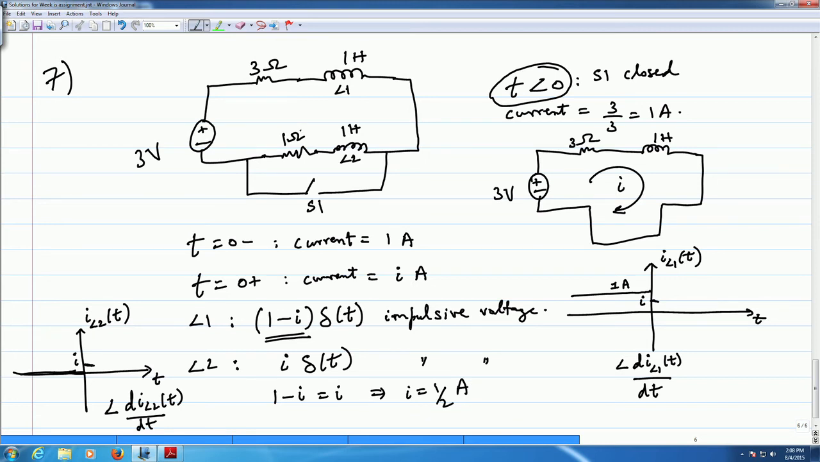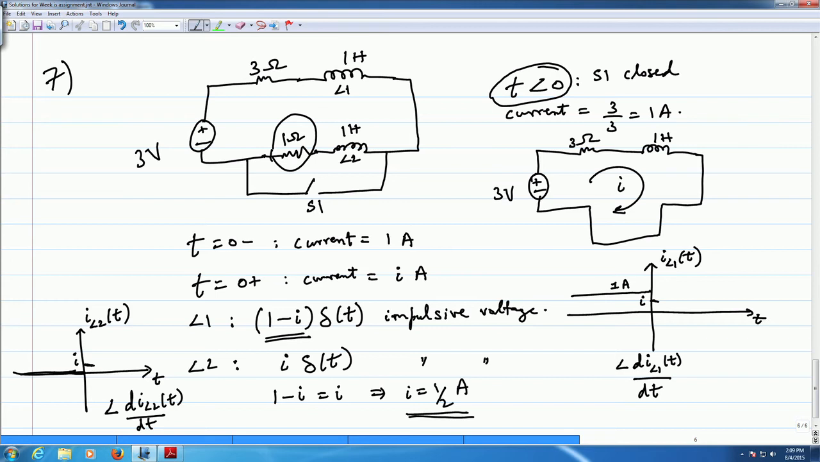Okay. So, you notice this 1 ohm value did not really play a role in the current at 0 plus. Okay, at 0 plus it does not play a role, beyond that it will play a role. Okay. So, the correct answer for this question is I equals half ampere.